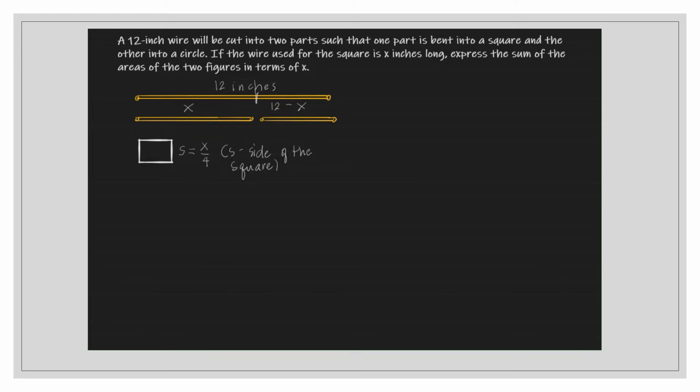Now the other part, or the other wire, will be bent into a circle. Suppose this is the circle. So 12 minus x will become the circumference of the circle. And let's use C to represent the circumference. It will be 12 minus x. So C is the circumference of the circle.